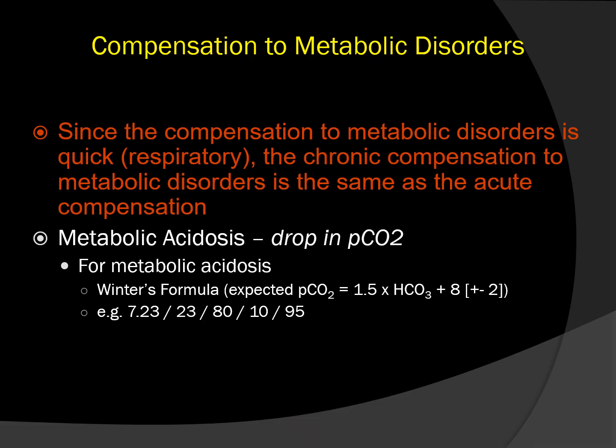The expected PCO2 is calculated by multiplying the bicarbonate times 1.5 and adding 8. Our answer to that equation is plus or minus 2. So for example, if this patient has a metabolic acidosis, in this example, the bicarbonate is 10. We expect the PCO2 to be 1.5 times 10 plus 8. So 1.5 times 10 is 15 plus 8 is 23. The PCO2 of 23 is exactly as expected, but the range is plus or minus 2, so anything between about 21 and 25 would be close enough.